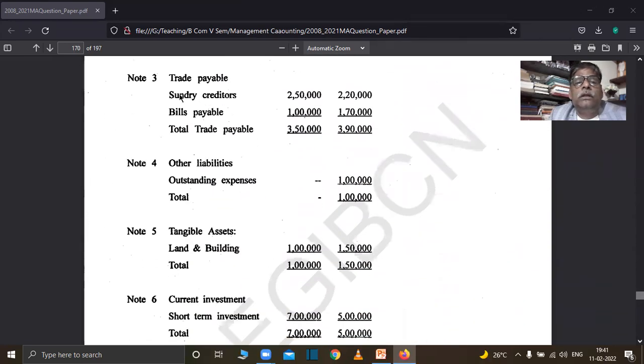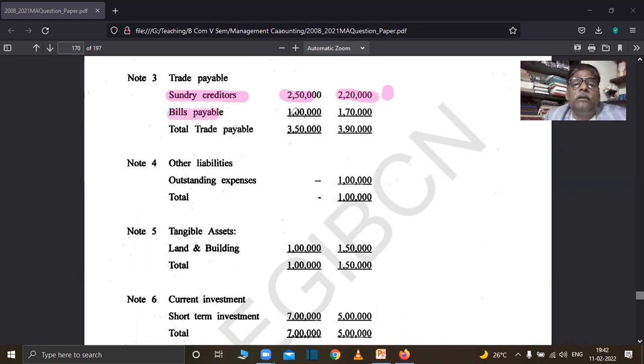You see here, trade payable. This is the trade payable, sundry creditor, 2,50,000, then 2,20,000. So previous year 2,50,000, this year 2,20,000. So current year decreases: 2,50,000 minus 2,20,000, 30,000. This 30,000 you have to record in the decrease column. Okay, decrease 30,000.